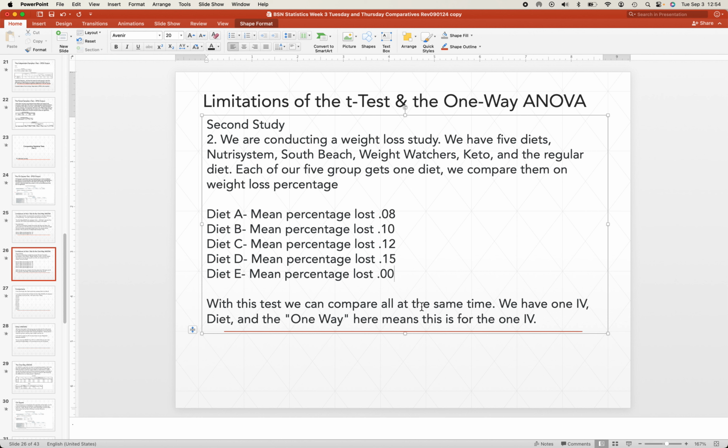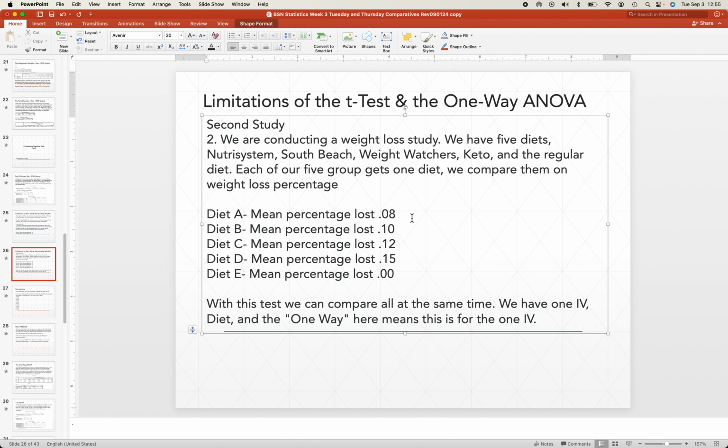We can't do that with a t-test, but we can do it with an ANOVA. And in this case, this would be a one-way ANOVA. The one-way means we only have one independent variable, and in this case, it's diet. We have 5 conditions of that independent variable, diet, but it's still one independent variable. I've had students have trouble with this, so I want to share with you an example of what the difference would be.